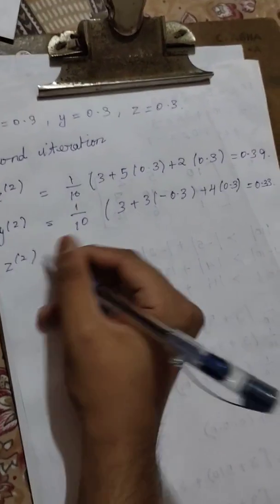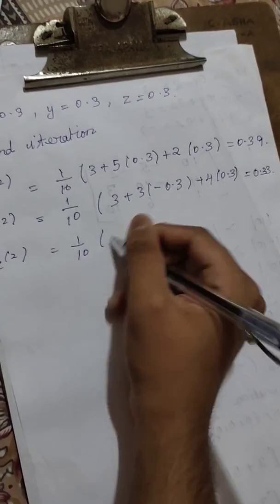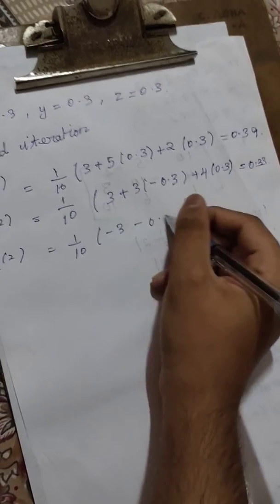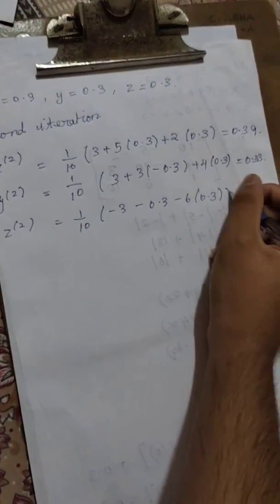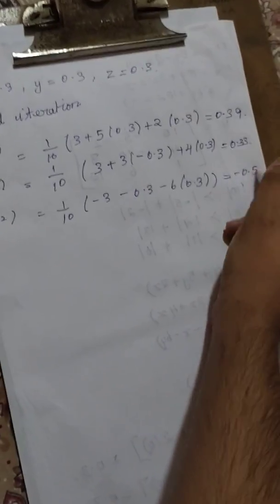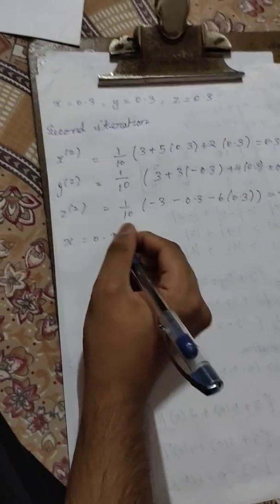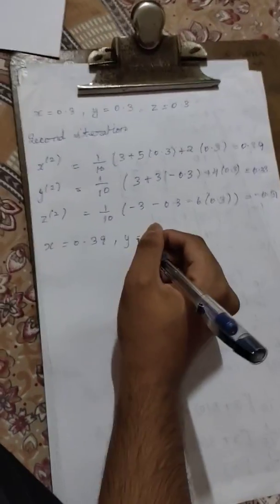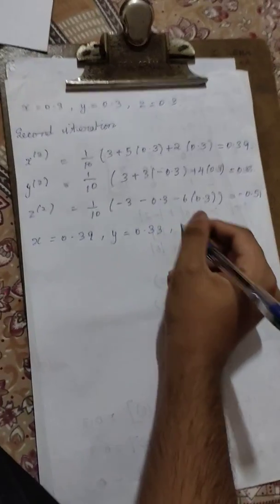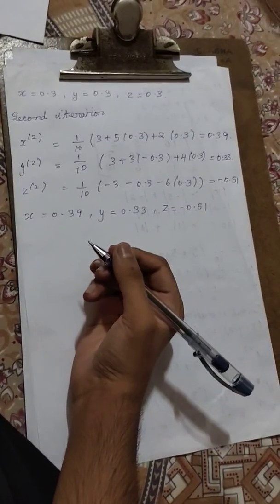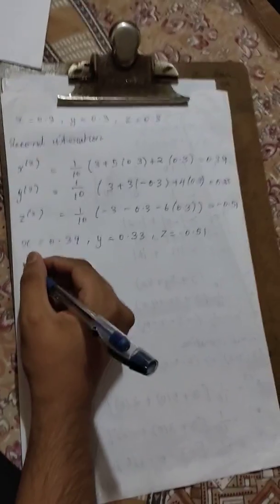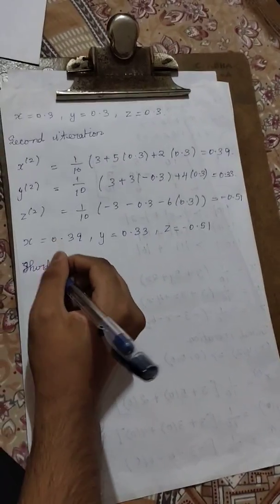So next, z2 is equal to 1 by 10 into minus 3 minus 0.3 minus 6 into 0.3, which is equal to minus 0.51. So x equal to 0.39, y equal to 0.33 and z equal to minus 0.51 are the values for the second iteration. Using these values we find the third iteration.